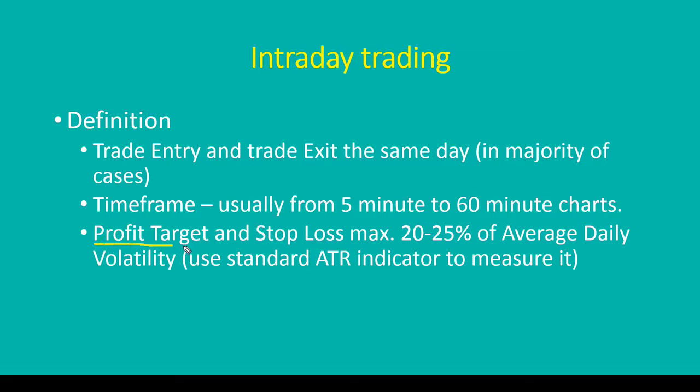Now, because you want to be quickly in and out of the trade during one day, you need to set your profit target and stop loss accordingly. And the maximum value of the profit target or stop loss should be around 20 to 25% of average daily volatility. This is the maximum. You can go, for example, to 10% to 25% of average daily volatility. All right. You can measure the average daily volatility using the standard ATR indicator. So let me quickly show you how to measure the volatility using the ATR indicator.